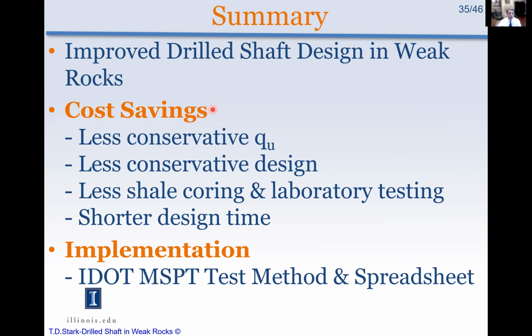And we think there's some cost savings here because you're using a less conservative QU. You're measuring it in situ directly. So that gives us a less conservative design, less shale coring and laboratory testing. And because of that, there's a shorter design time. With this spreadsheet and correlation, you can come up with your values of QU and Young's modulus right there in the field as you enter your penetration depth for each set of 10 blow counts.